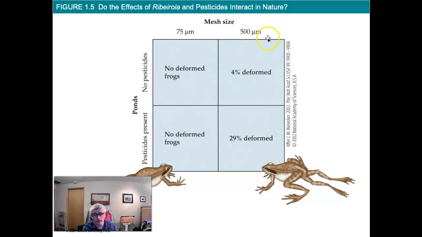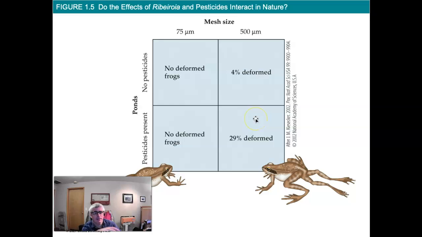Then we can move to the 500 micron mesh size with no pesticides present. So the 3 ponds with no pesticides, about 4% were deformed. So in the presence of parasite, lack of pesticide, deformity occurs at, we could argue, a low rate, 4%. For those 4% of the frogs, it's probably relatively severe.